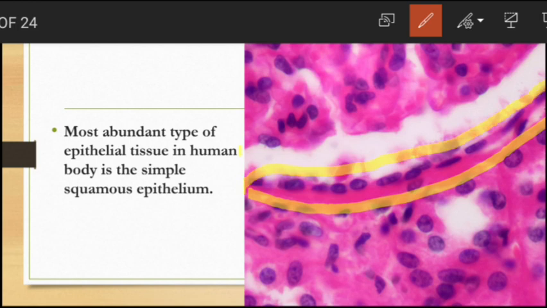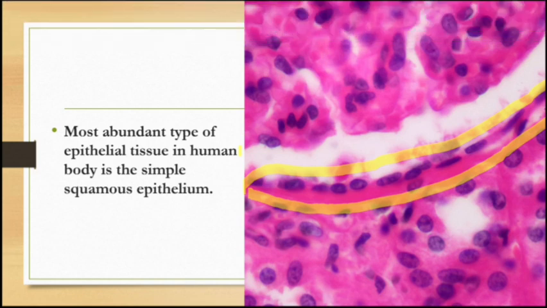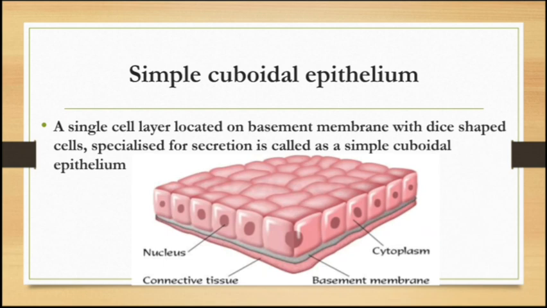This is the simple squamous epithelial cell layer. Then simple cuboidal epithelium. What's the definition? You can see that the cells are cubic shaped, so dice shape.